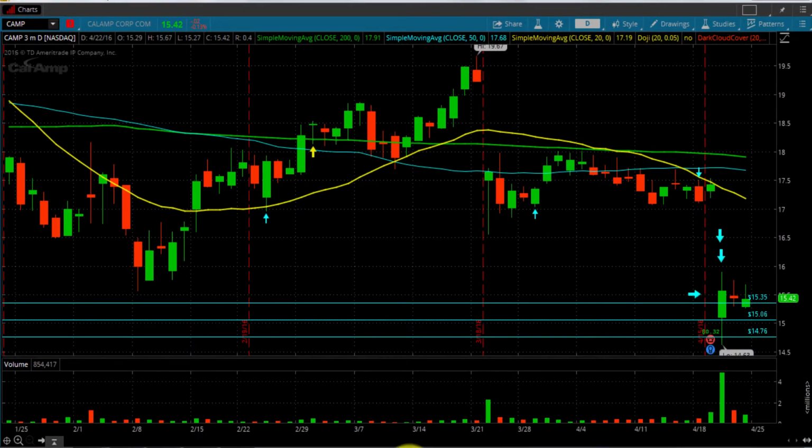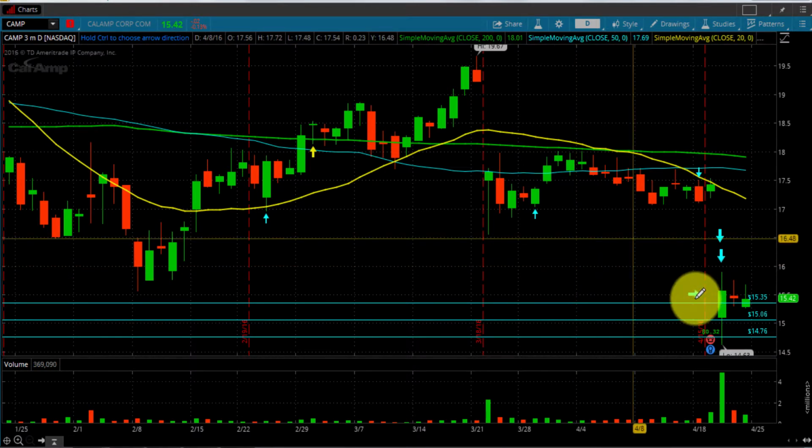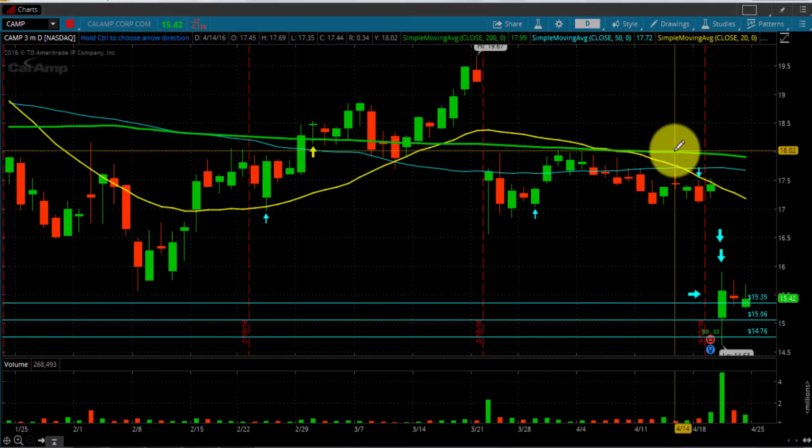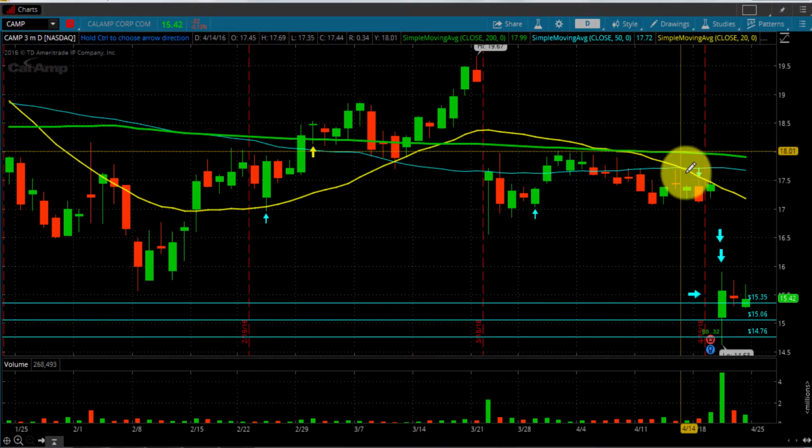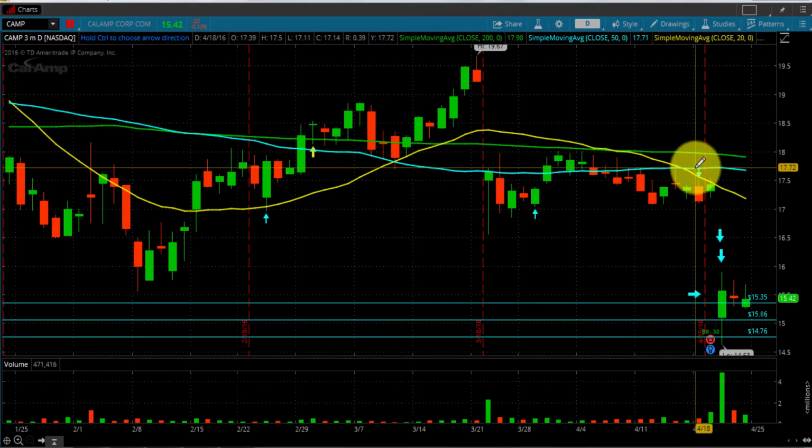Hello traders, so it was a short trade made on 20th of April 2016 on CAMP Corp. The symbol is CAMP. So this is my daily chart and this is the candle we are looking at. CAMP gapped below these three moving averages, which is always a positive. This is my 200-day moving average, this is 50, and this is 20-day moving average.